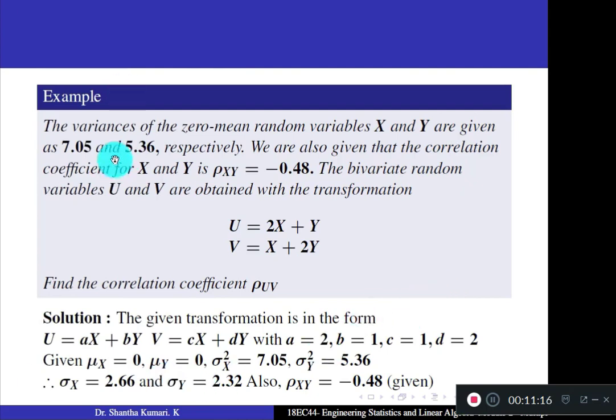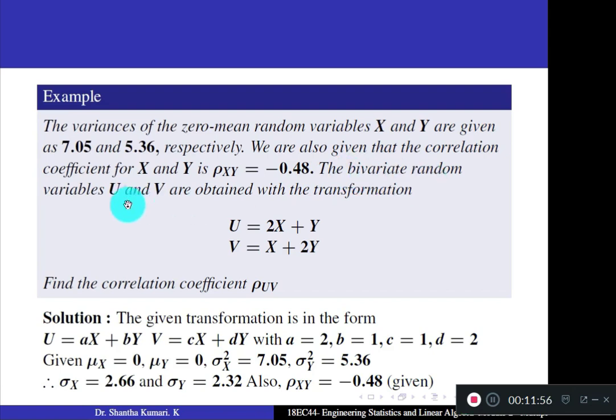Next question. The variance of zero mean random variables x and y are given as 7.05 and 5.36 respectively. What is meant by zero mean random variables? That means the means of x and y are 0. So mu x is 0, mu y is 0, and variances sigma square x is 7.05, sigma square y is 5.36. And we are also given that the correlation coefficient for x and y is rho xy equal to minus 0.48.